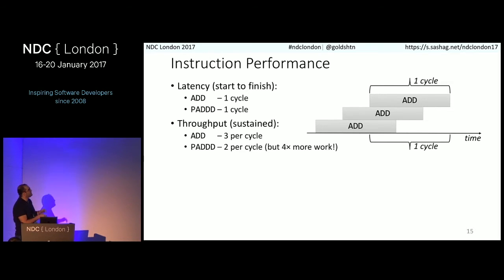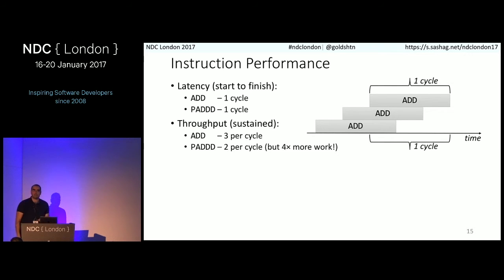So let's start with latency. Here I'm looking at two instructions, add, which adds a pair of integers, and PADDD, which adds tuples of 4 integers each. So it does 4 times the work. It adds 4 pairs of ints instead of just one pair of ints. In terms of latency, start to finish, both take 1 cycle, which is pretty cool. You can do in 1 cycle what you would need 4 instructions in if you weren't using SIMD.